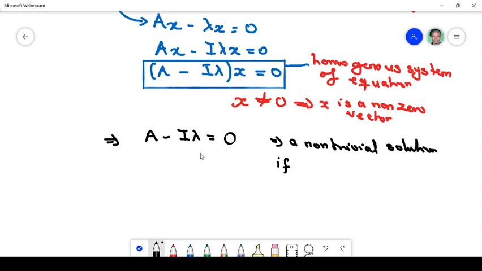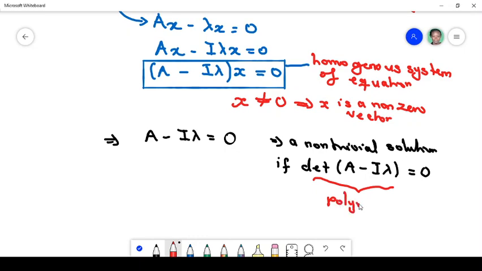If I take the determinant of this equation, the determinant of A minus I lambda equal to 0, this expression will give us a polynomial equation.